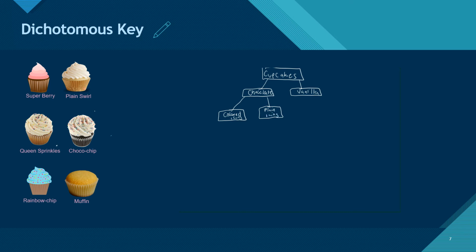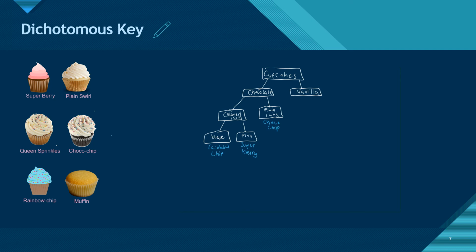We can look at our colored ones, and we have to break them down all the way until there's only 1 left. We know we have 1 with blue icing and 1 with pink icing. So we can go ahead and write that into our chart too: blue and pink. Now we can write their final names. The only one that is chocolate, has colored icing, and is blue is Rainbow Chip. The only one that is chocolate, colored icing, and pink is Superberry. And then lastly, our only one that is chocolate and has plain icing is Choco Chip.